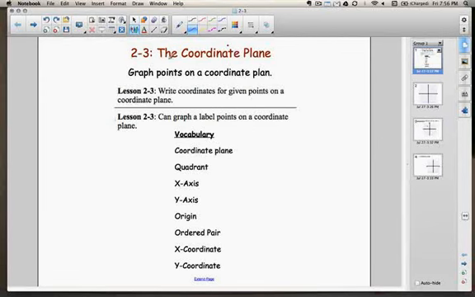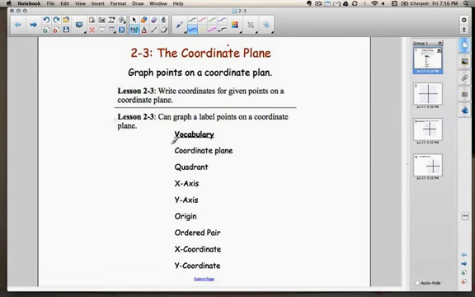Lesson 2-3, the coordinate plane. The main focus of this lesson is to be able to graph points on a coordinate plane. By the end of this lesson, you're going to not only be able to write coordinates for a coordinate plane, you're also going to be able to graph those points on a coordinate plane.